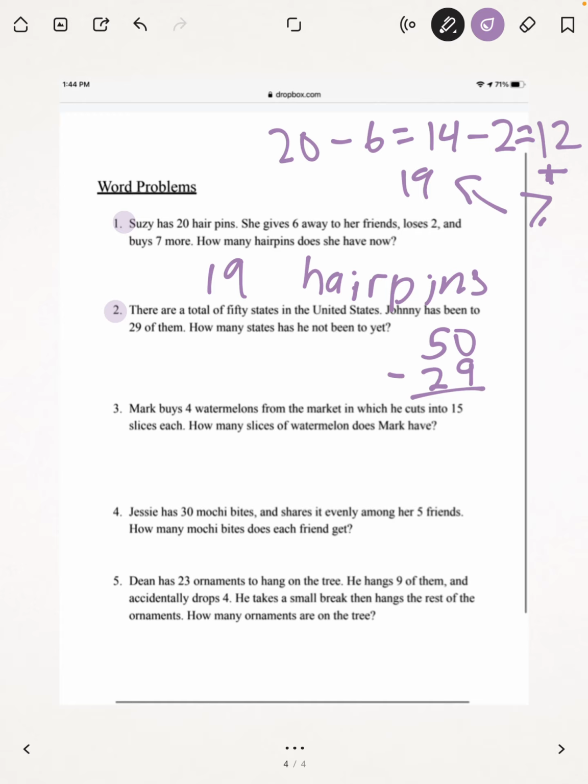You can't subtract 9 from 0 because it'll become a negative number, which you can't do here. So you borrow from the 10's place. This one becomes a 4. This one becomes a 10. 10 minus 9 equals 1. 4 minus 2 equals 2. So he hasn't been to 21 states yet.